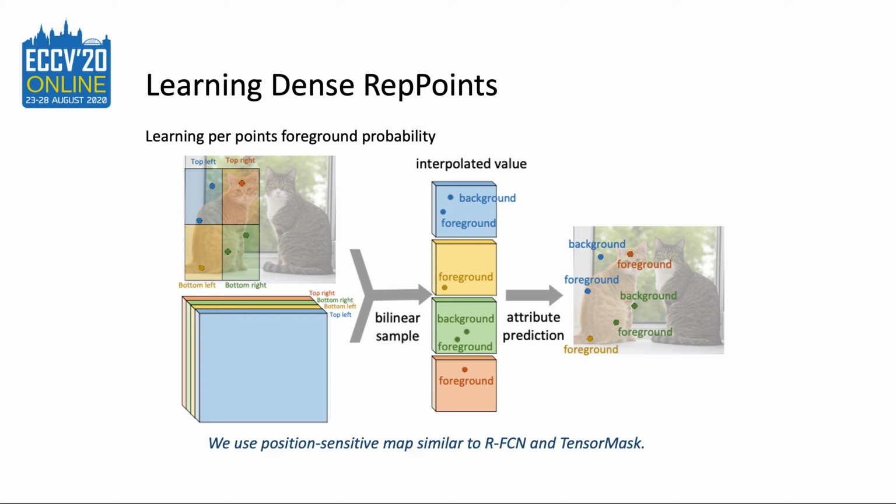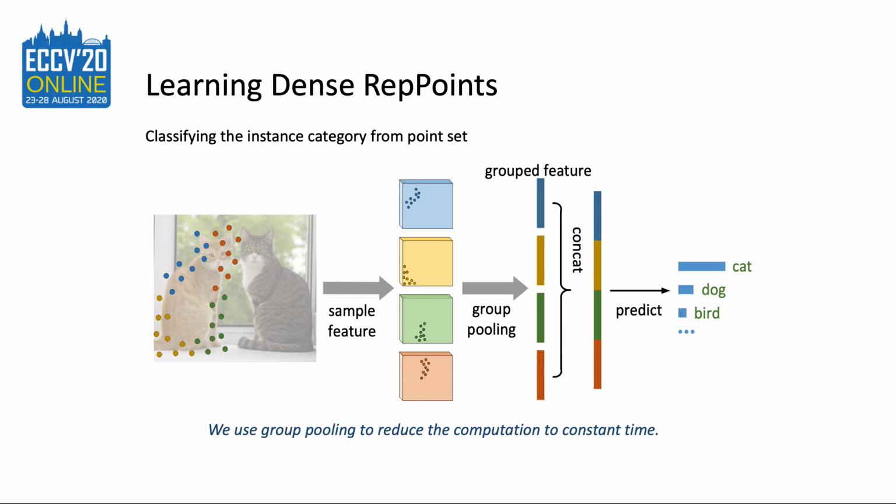To learn the per-point foreground probability, we use position-sensitive map similar to R-FCN and TensorMask. To classify the instance category from the point set, we concatenate all the point features. However, processing a large set of features is computationally and memory costly. So we divide the points into different groups and perform group pooling over each group to generate a set of grouped features. Then we concatenate the group features and use them to predict the instance class. This will reduce the computation to constant time.